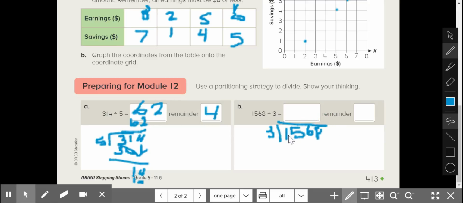3 goes into 1. Nope, it doesn't. But 3 does go into 15. It goes in an even amount. It goes in 5 times. 3 times 5 is 15. Subtract that away, I've got 0. I drop down my 6. 3 goes into 6 2 times. Again, I got rid of my 6, so I've got a number 8 left. 3 goes into 8 2 times, so 522 with some sort of remainder. I have to take 6 away, so 522 with a remainder of 2.